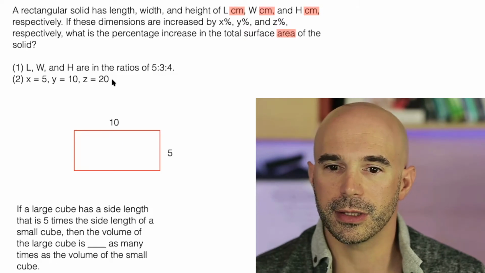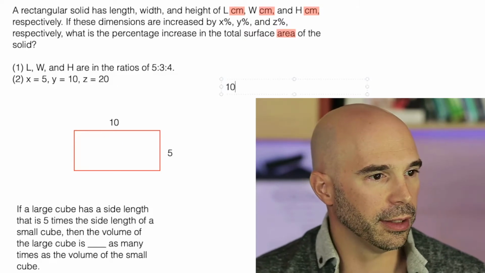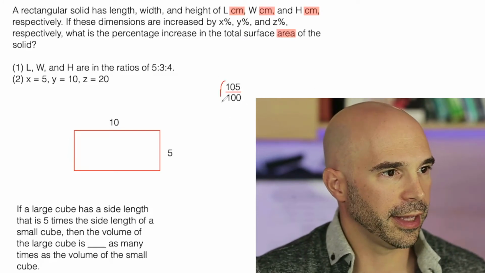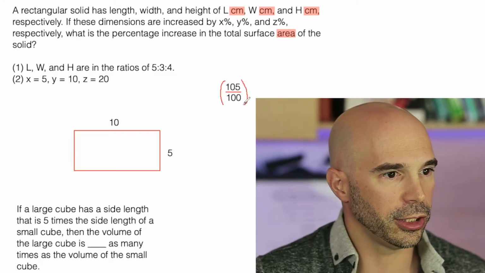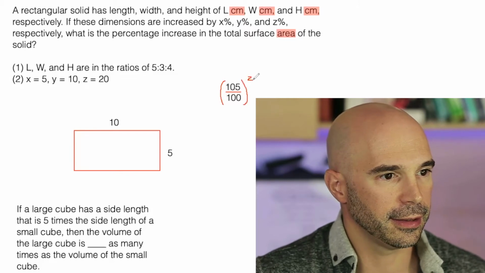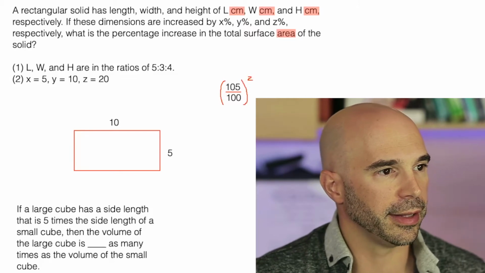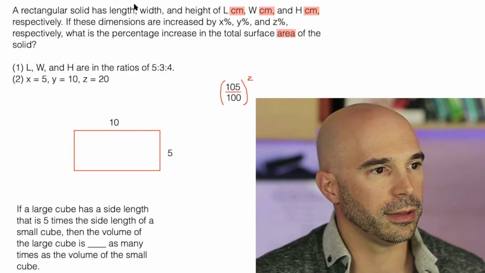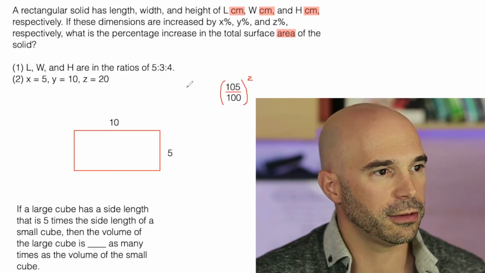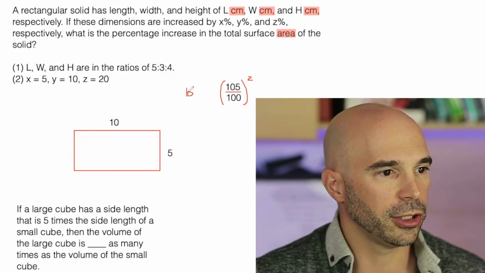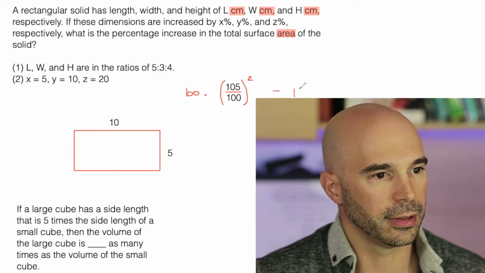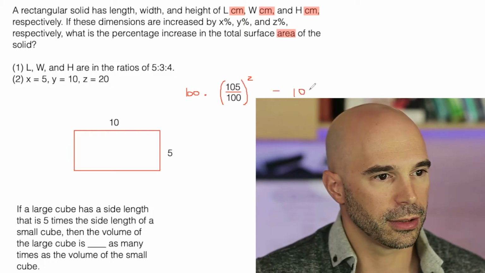That would be sufficient on its own, because the change factor would be 105 over 100, and we would square that. So whatever that is squared, that's the change factor for the surface area. The total surface area is changing by this factor. And then if we want it as a percent change, how do we find the percent change once we have a change factor? We multiply the change factor by 100 and subtract back out the 100. So this would be the percent change.